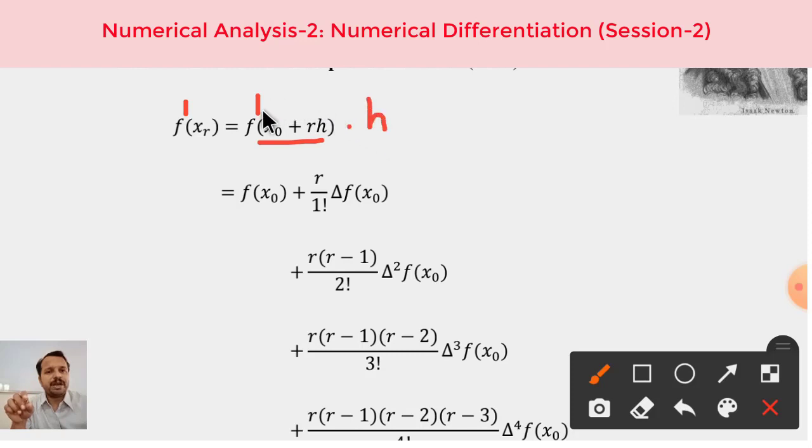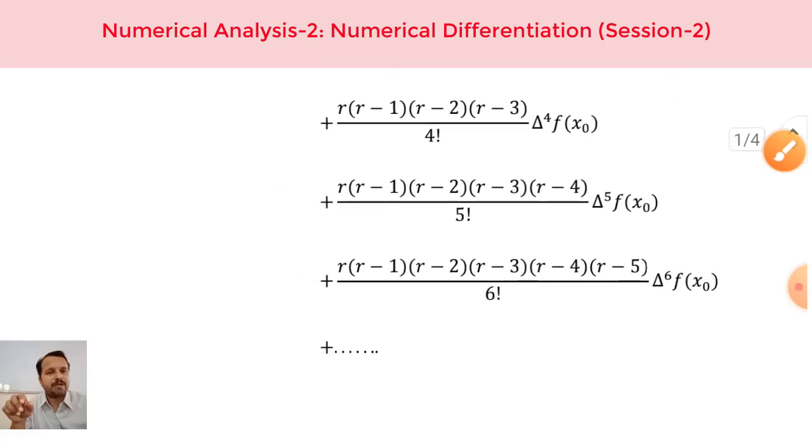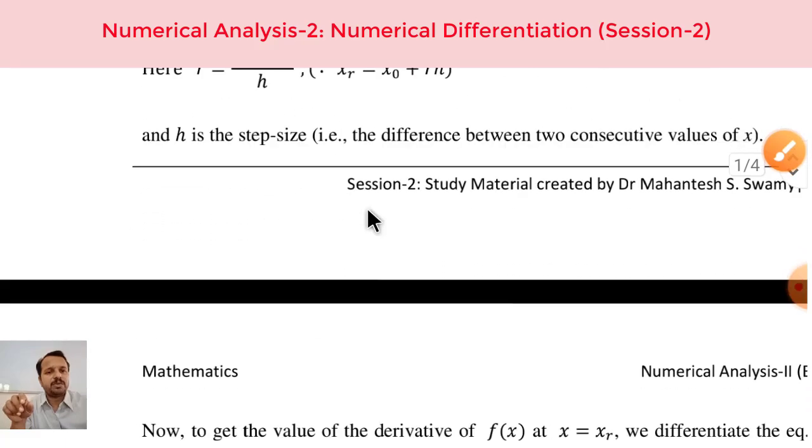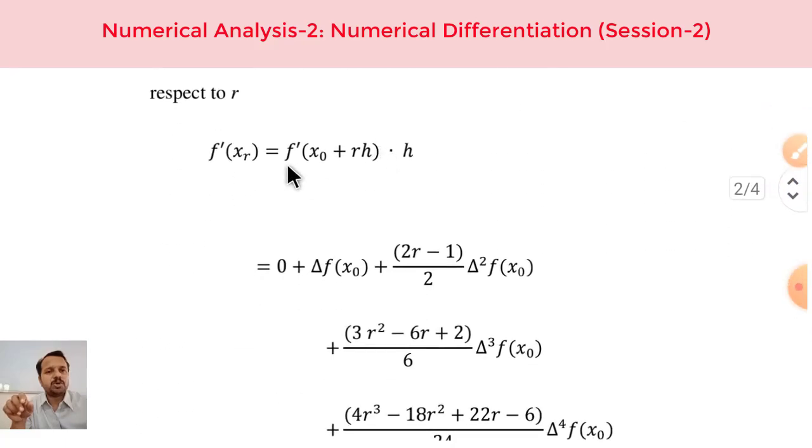So the left hand side will be h into f dash of x0 plus rh. So that we have to take care of. I have written it over here. You can have a look at this. So this is the thing I have here on the LHS.